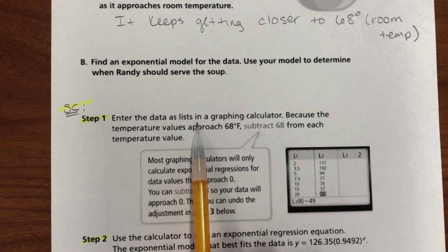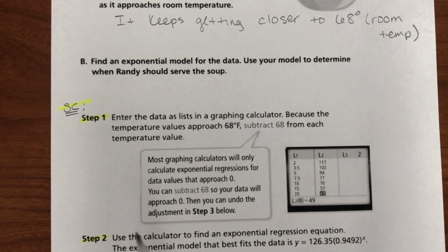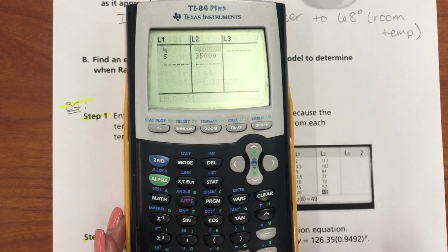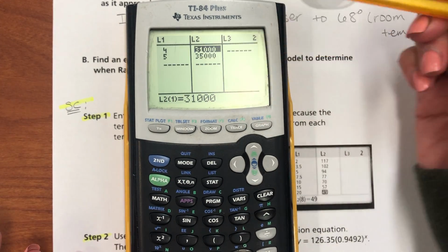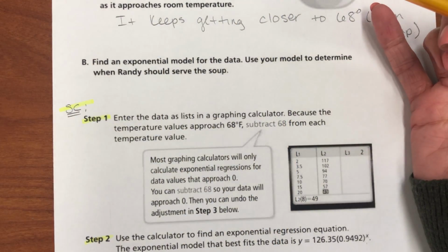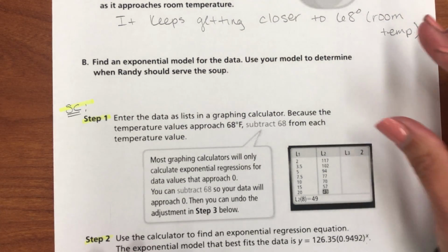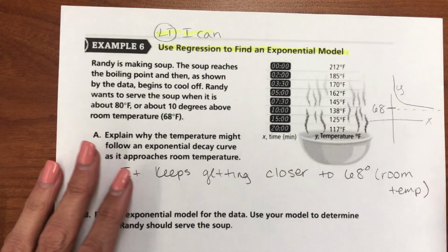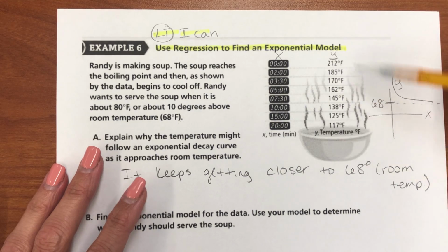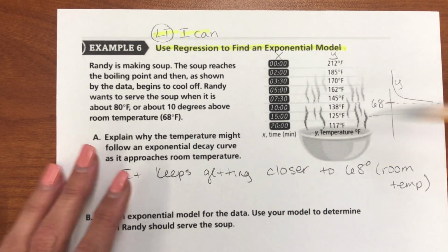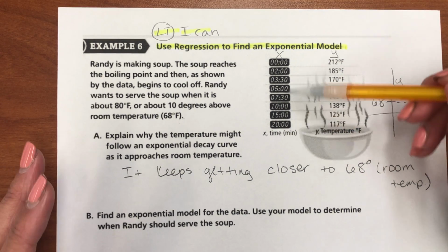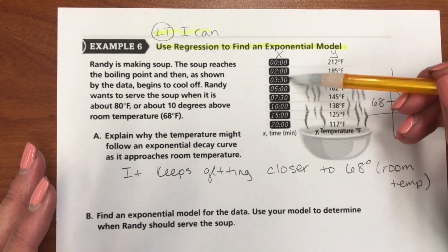It says enter the data as lists in the graphing calculator. So we're going to do that, just like what we did before. You're going to go to stat, enter, and then your x's will go in list 1 and your y's will go in list 2. But there's a couple things I want to point out to you for your x values. So x is time, and y is the quantity, which in this case is the temperature.